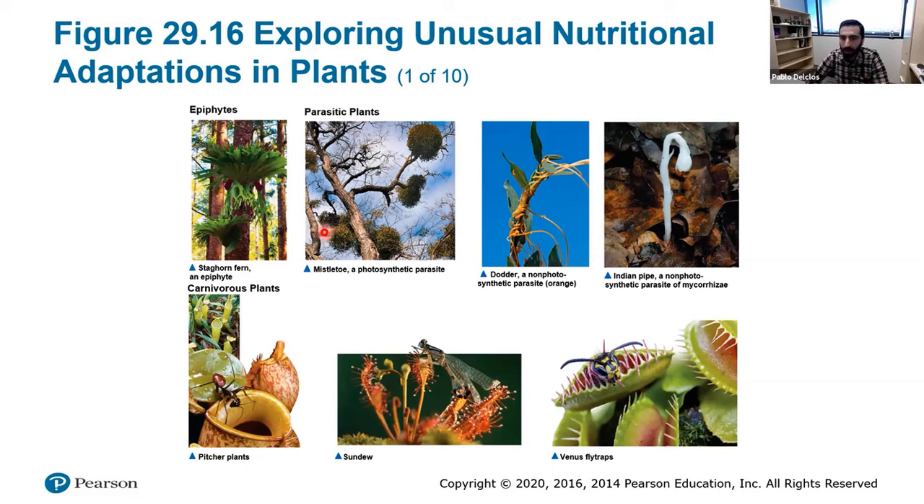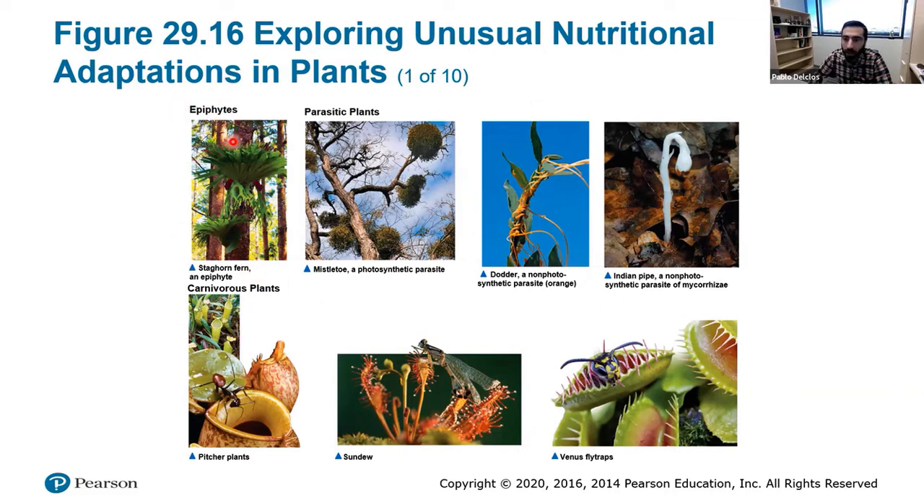Instead, I'll talk a little bit about some adaptations plants have to get some of these nutrients like nitrogen in their own way, away from relying on bacteria. And it's resulted in some really weird, unusual nutritional adaptations that some plants have adopted. And these adaptations characterize the plants into three main groups. And those are the epiphytes, the parasitic plants, and the carnivorous plants.